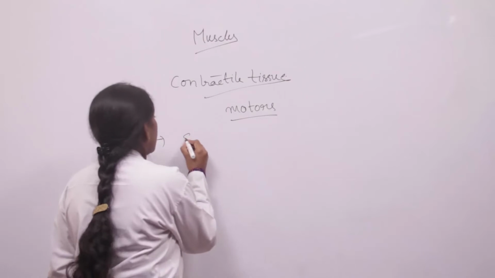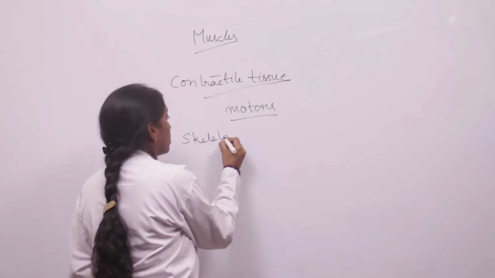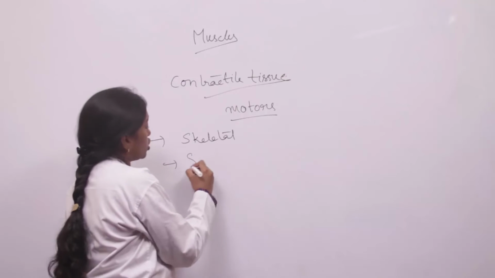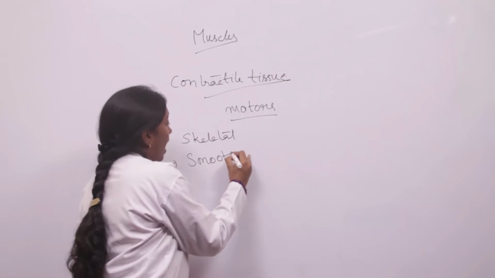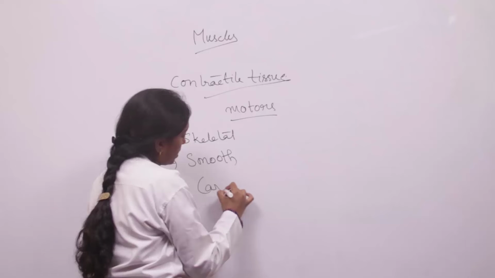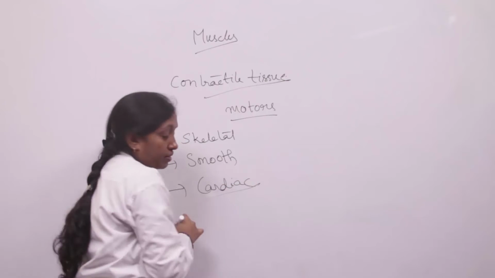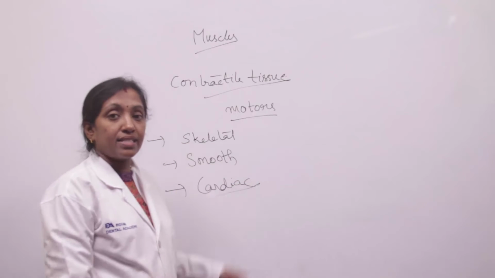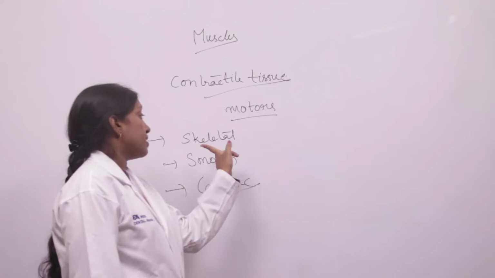One is skeletal muscle, the next one is smooth muscle, and the third one is cardiac muscle, which is confined to the heart. The name itself indicates that the cardiac muscle is confined to the heart, and here is the skeletal muscle.